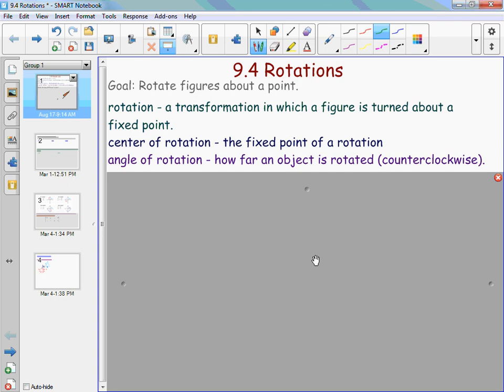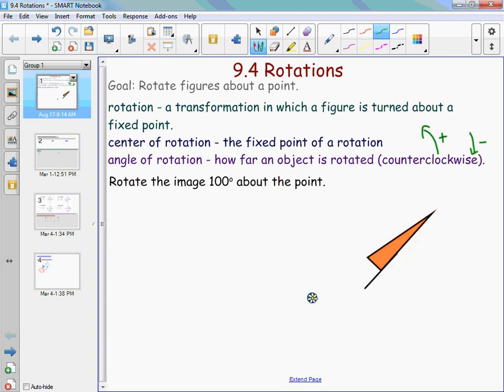And when we rotate a figure, we rotate it a certain amount. This amount is the angle of rotation, and it is counterclockwise for positive. And thus, if you are going clockwise, you are doing a negative degree rotation. We are going to do this activity in class in which we are going to rotate an image about a point. So we are going to rotate this about 100 degrees.